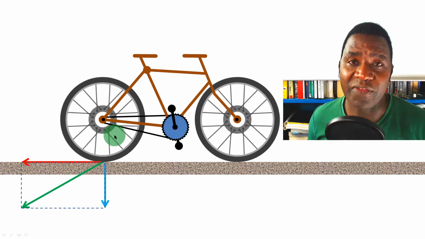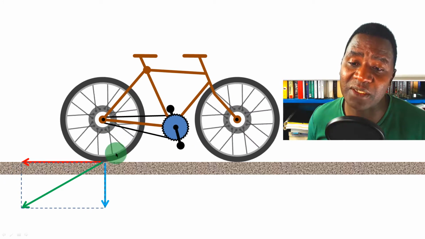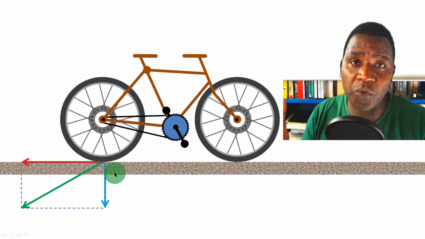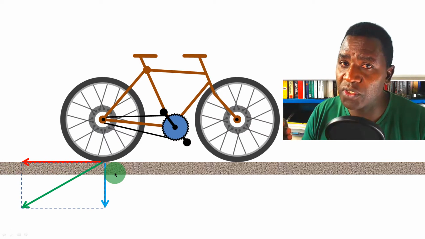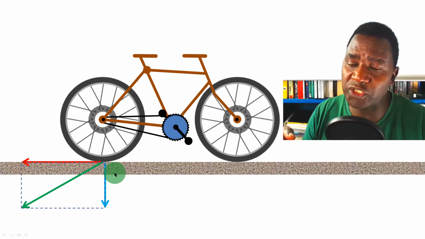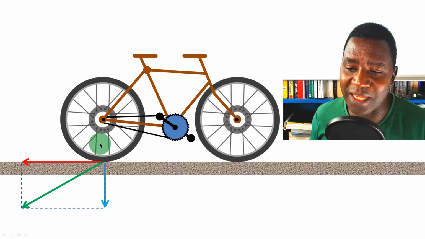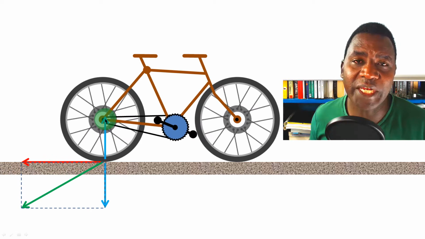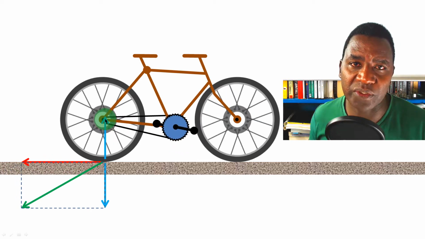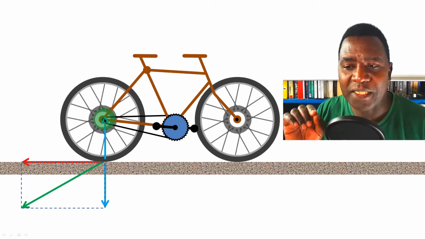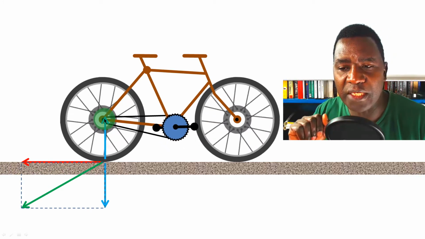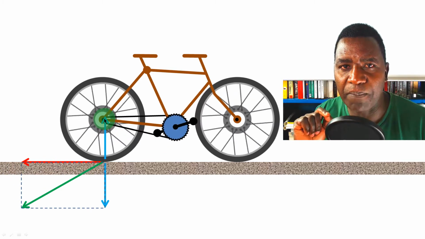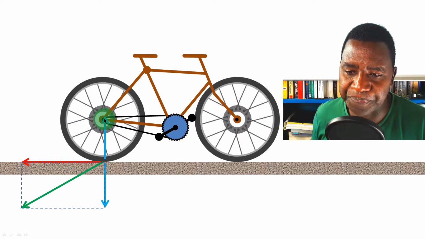Now let's look at the forces which are exerted on the bicycle by the road surface. Because according to Newton's third law, for every force there must be an equal force but acting in the opposite direction. So the first force that the road surface exerts on the bicycle is this one here. It is usually referred to as the normal reaction. But the real term used is the normal component of the contact force.